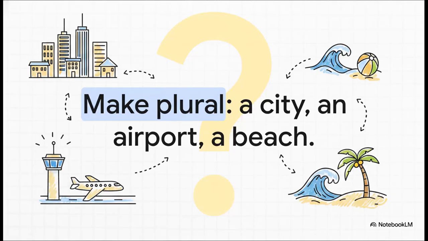Okay, challenge number 2, coming right up. Let's practice taking things from singular to plural, using those exact rules we just went over. How would you make these three plural? Number 1, a city. Number 2, an airport. And number 3, a beach. Really think about how those words end.